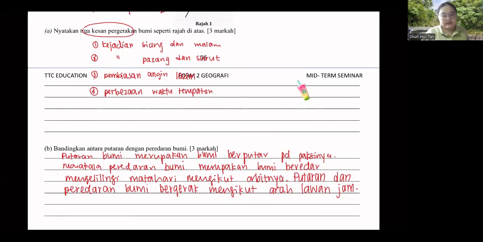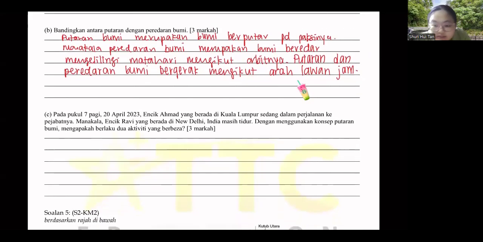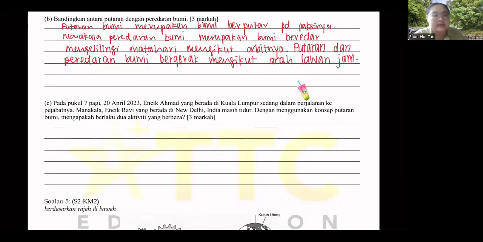Okay, okay. Now, here, they might also ask you a question like this. But a question like this is actually they want you to explain. They say, pada pukul 7 pagi, 20 April, Ahmad di KL sedang dalam perjalanan ke pejabat. But Ravi di New Delhi masih tidur. They ask you to explain using the concept of putaran bumi, mengapakah berlaku 2 aktiviti yang berbeza.